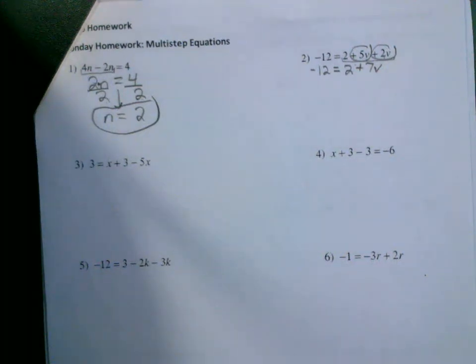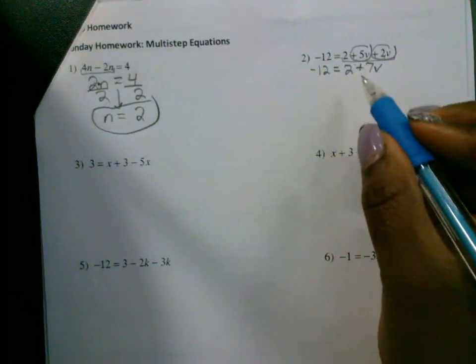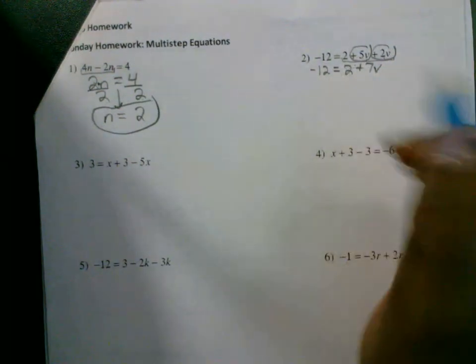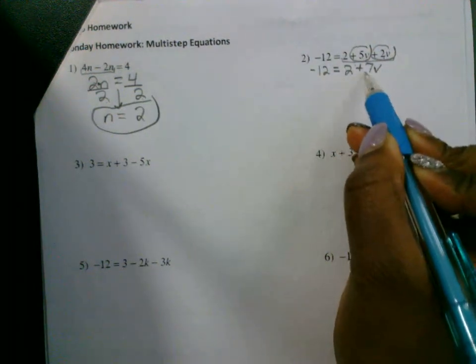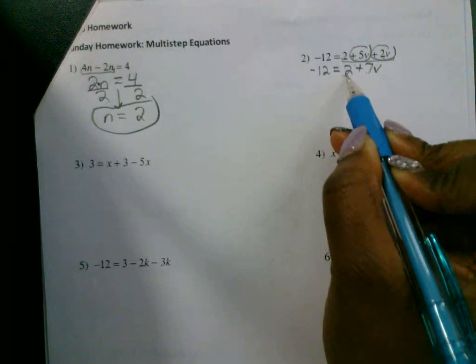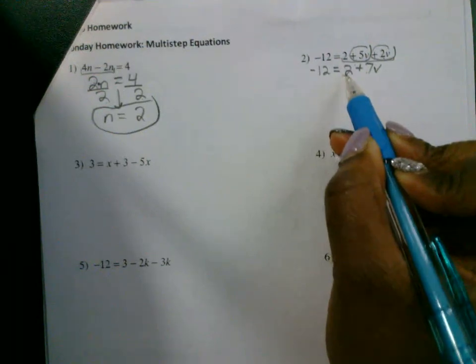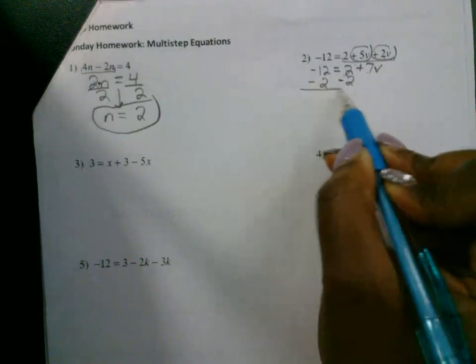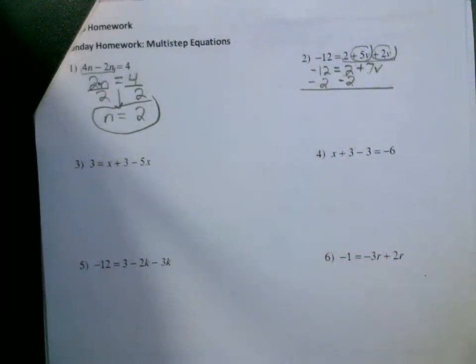All right, so now what are we going to do to isolate the variable? What are we going to do to get v by itself? Which one of these numbers do we move first, 2 or 7? 2. How do you move a positive 2? Very good. You're going to subtract 2. Do the inverse of a positive 2, which is a negative 2.